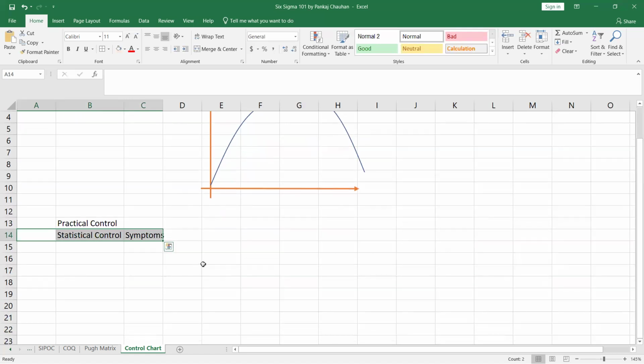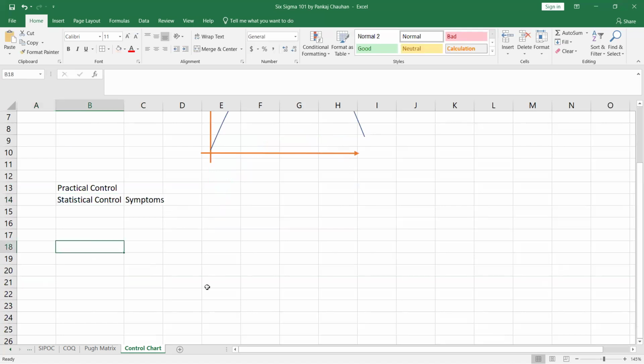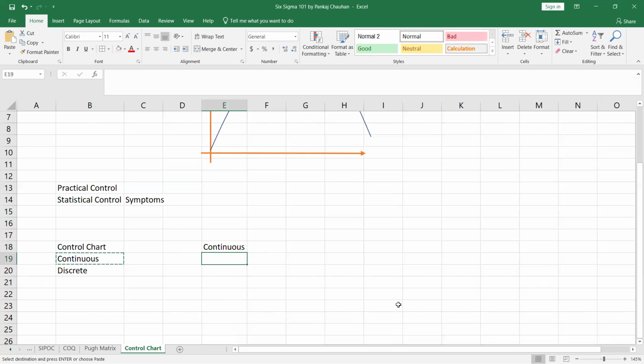So in statistical process control, basically we plot control charts, and there are two types of control charts we have, based on the data. Either your data is continuous or your data is discrete, which we sometimes call an attribute chart as well. So for continuous data, we mainly plot three types of control charts: the IMR chart, the X bar R chart, and the X bar S chart.